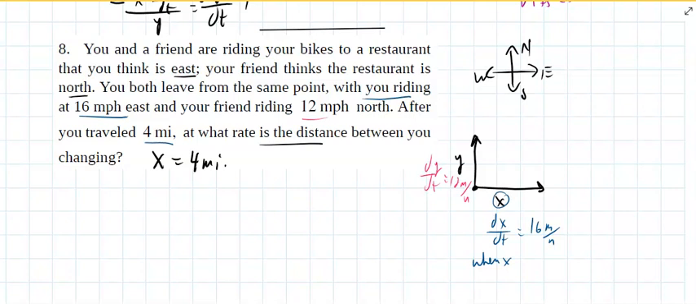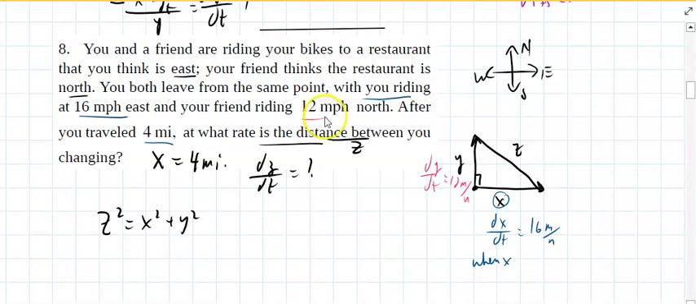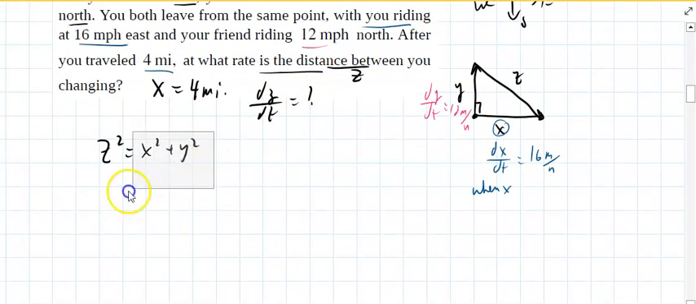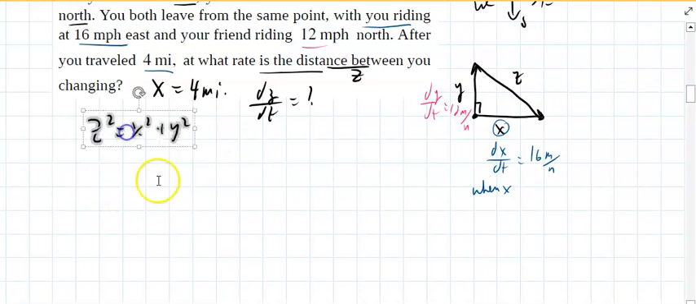Call the distance between you z. At what rate is the distance changing? Notice the distance between you two is right there. Call it s, but I'm going to stick with z. I like z. Here we also know that this is a right triangle, and I could say that z squared equals x squared plus y squared is the equation that combines those 3 variables together.